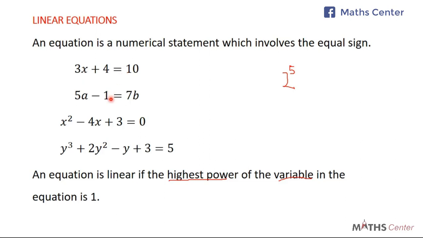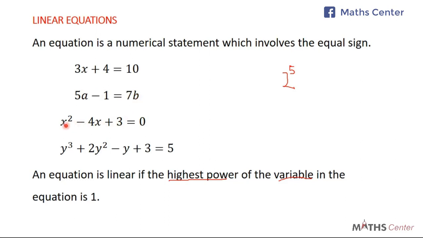Now let's come to the second example. We have 5a minus 1 is equal to 7b. We have two variables here. Now let's look at something. The power of the variable a here is 1. The power of the variable b here is also 1. So here, the highest power of the variable we have in this equation is 1, because the power of the variable a is 1 and the power of the variable b is also 1. So because the highest power of the variable is 1, this equation is also a linear equation.